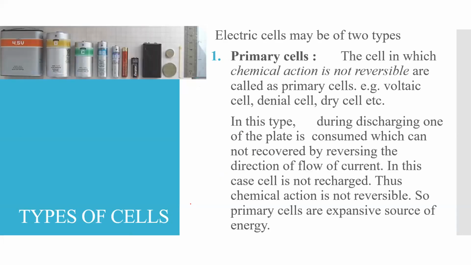There are basically two types of cells. Primary cells do not have reversible chemical action. That means once you use them, the chemical action cannot be reversed, so we have to throw them after the usage. They can store the energy, but they cannot be charged again.